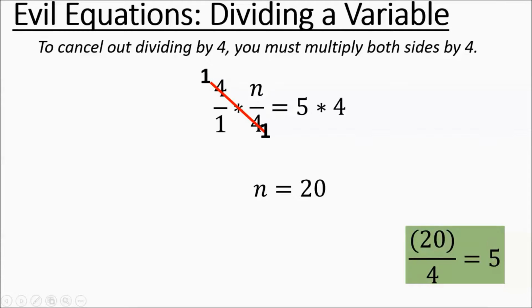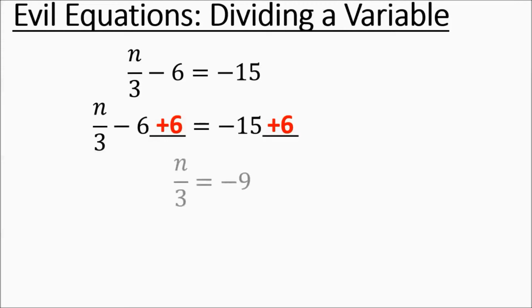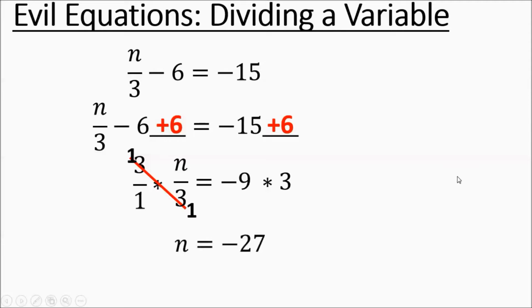Go ahead and pause it. Try this one on your own. So the plan of attack would be to add 6 to both sides, then multiply both sides by 3. So we're going to take care of the add 6. We're going to drop it. And then, now the mistake a lot of kids make is they'll say, oh, 9 divided by 3 is going to be 3, so the answer is negative 3. But you need to remember you're multiplying both sides by a 3. So that all cancels out to a 1n. The answer becomes negative 27.